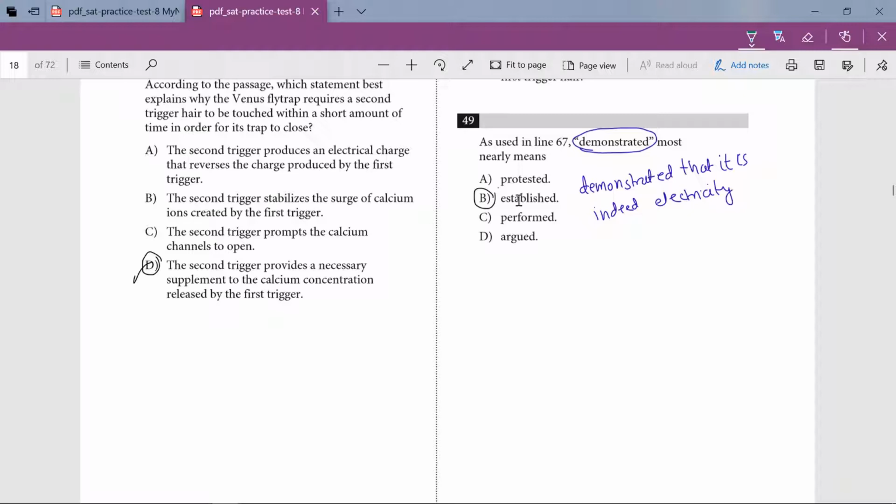It is not protested, it is not performed, it is not argued, it is actually established. Now we were able to reach this answer, established, only because we understood the context first. But if we had read these options first, we would have got confused. So it's very important that you read the question first, then go back to the passage, research the passage, think of the right answer, and then try to see which word matches what you are looking for.